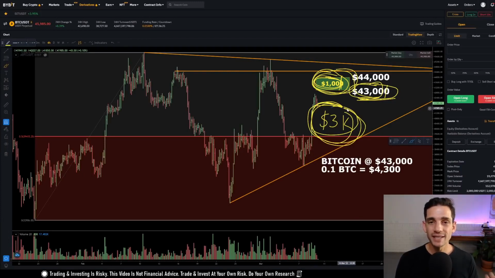So I need at least 1/10 of a Bitcoin, because 1/10 of $1,000 is $100, and 1/10 of a Bitcoin is going to cost $4,300. So since I don't have enough in my account to purchase 0.1 of a Bitcoin, I'm going to need to use something like leverage to get that position.